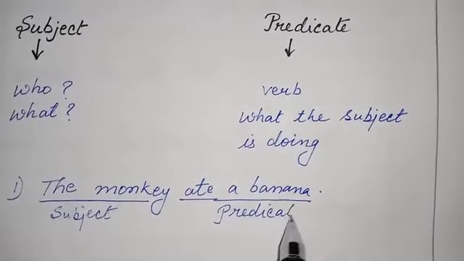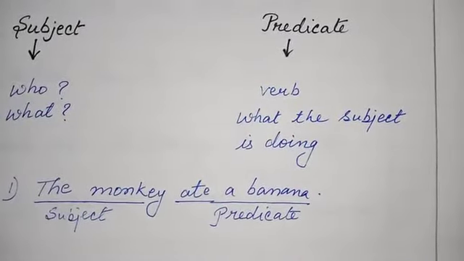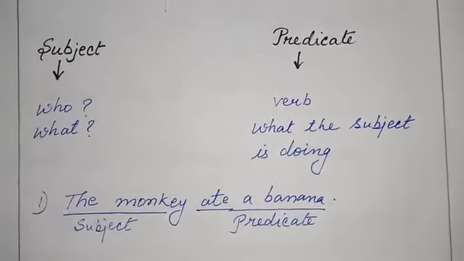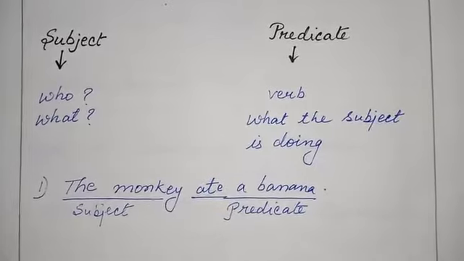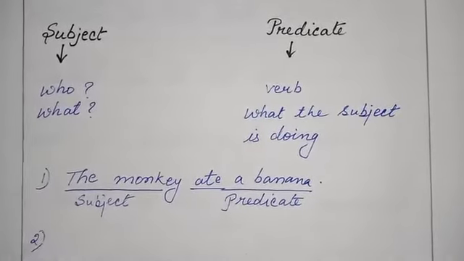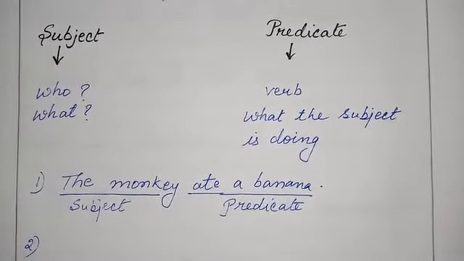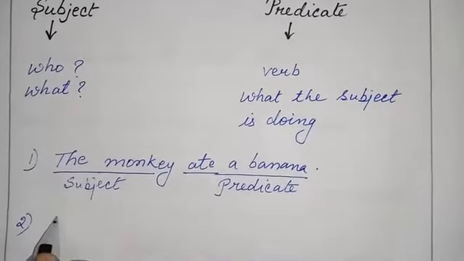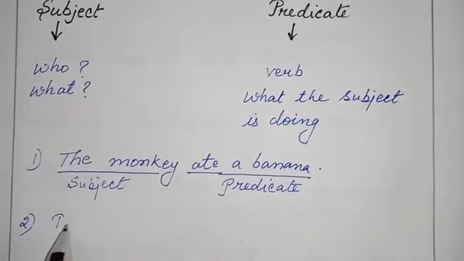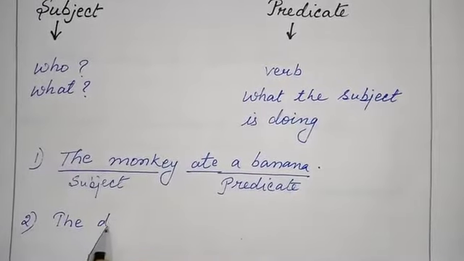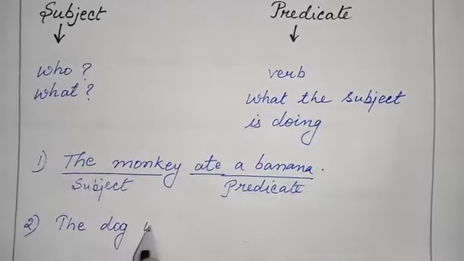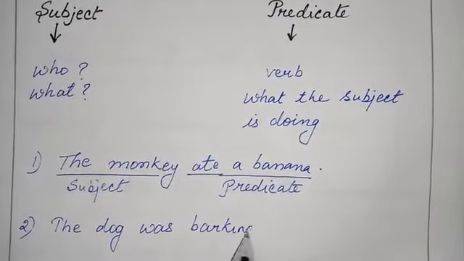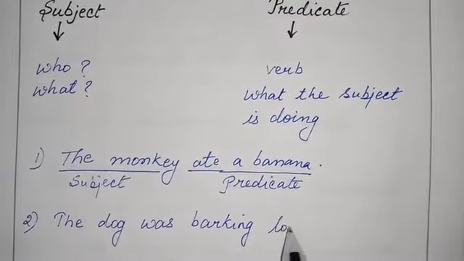We should remember that predicate contains a verb and predicate tells us about the subject. What is the subject doing or what is the subject about? That is predicate. Now let us look into one more example. The dog was barking loudly.